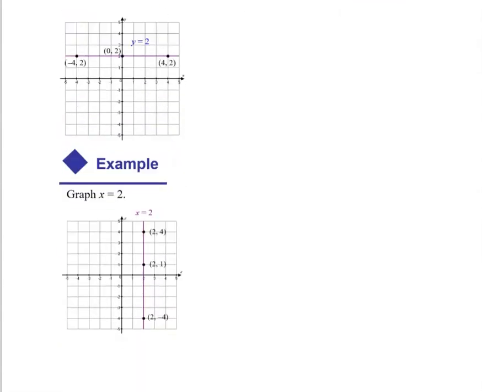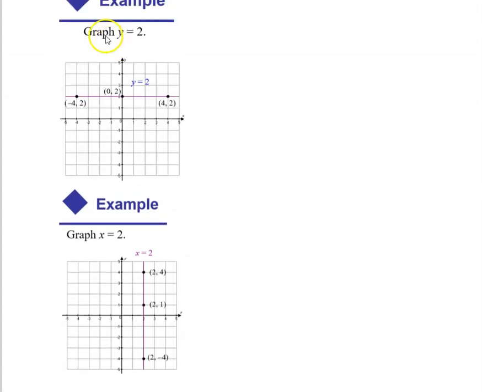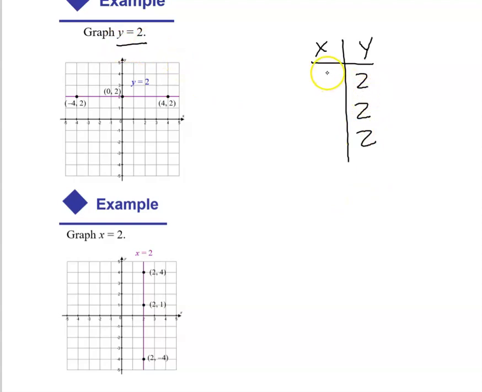Now, these are some special exceptions here. When the graph is just y equals 2, if you think about the table of what that would look like, this is x and y, and everything here is 2, because y is equal to 2. It's never anything else. So if I let x be negative 1, it's still 2. If I let x be 0, it's 2. If I let x be 5, it's 2.